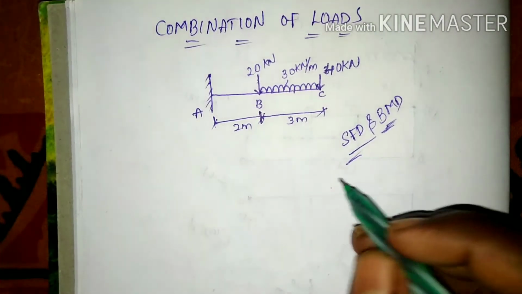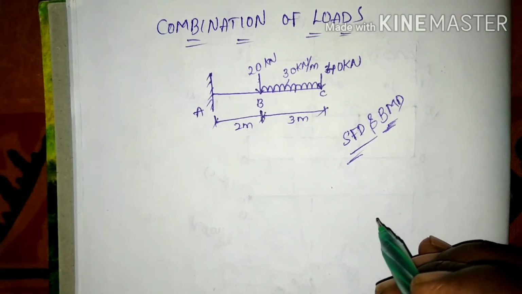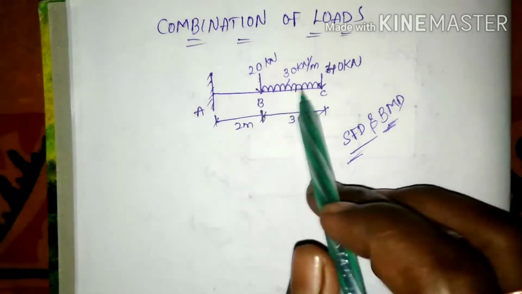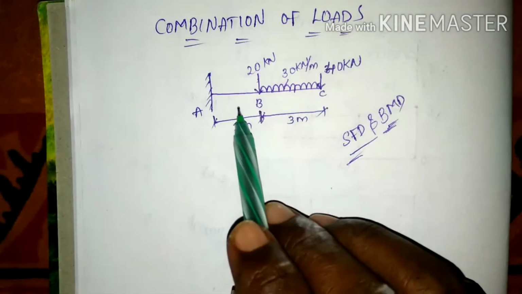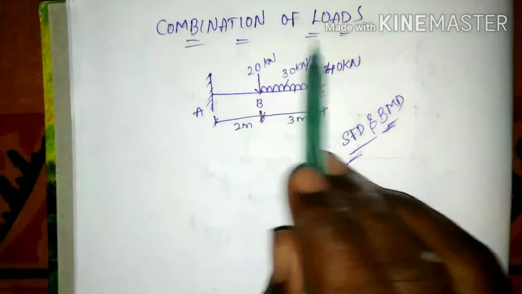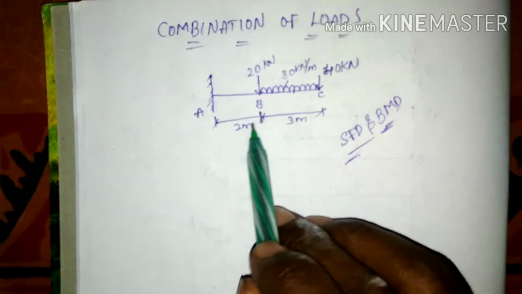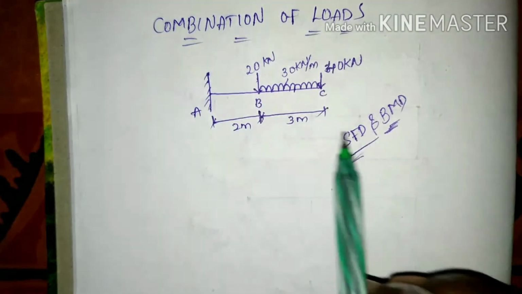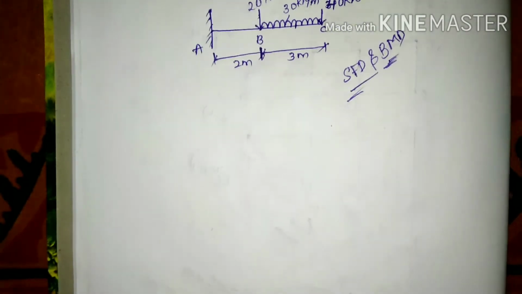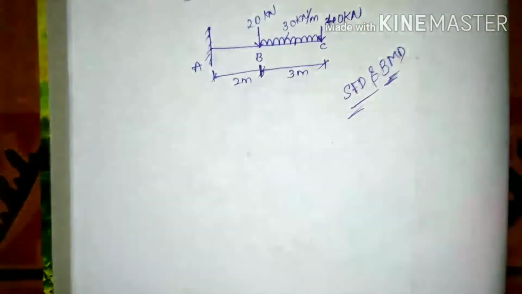Friends, in the last video we completed the combination of loads with the UDL and point load with different points. Today we are going to see the same combination of loads with the same points, the starting of UDL and ending of UDL. Here we need to draw the shear force and bending moment diagram for this given question.